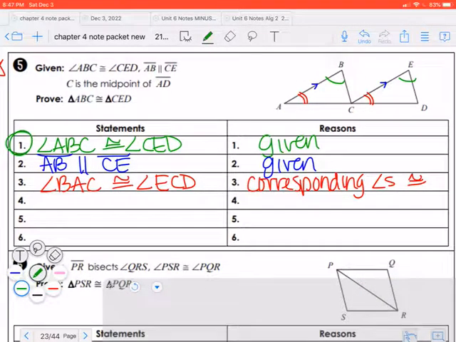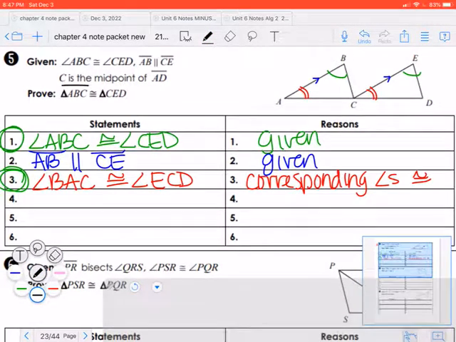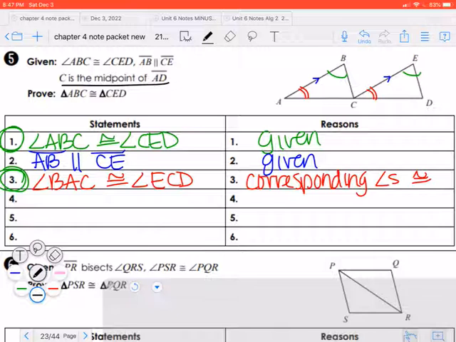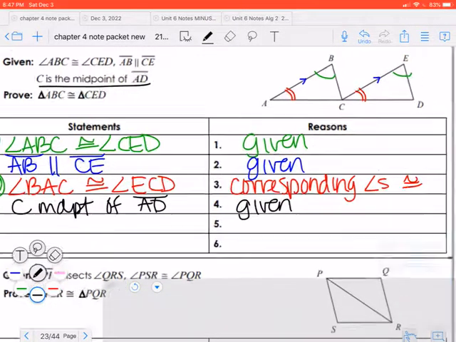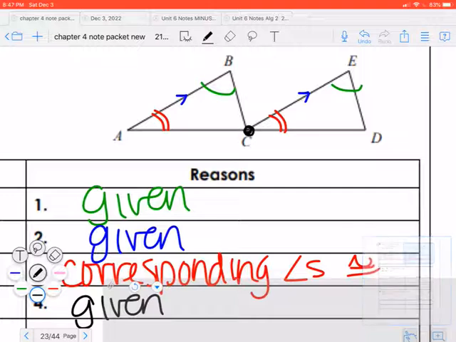All right, so we have angle and angle. We have two angles so far. We have another given though, so we're going to be able to pull some more. Let's do that one next. C is the midpoint of AD. That is given. Now let's look at the diagram. C is the midpoint of AD.